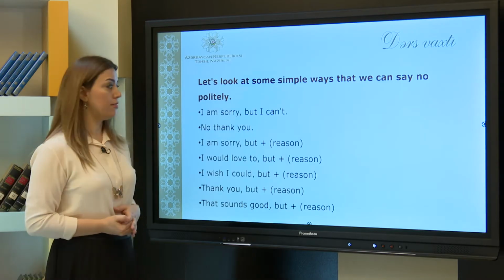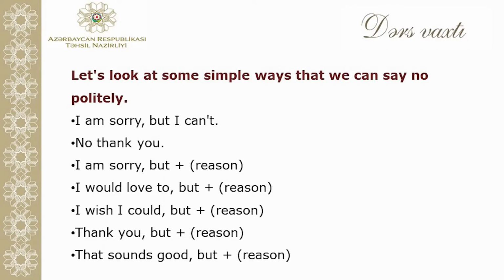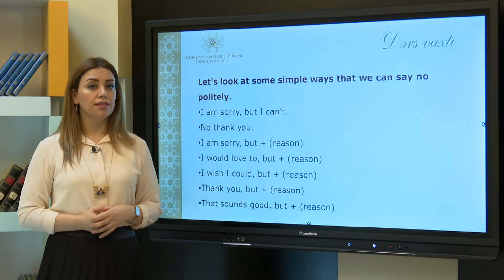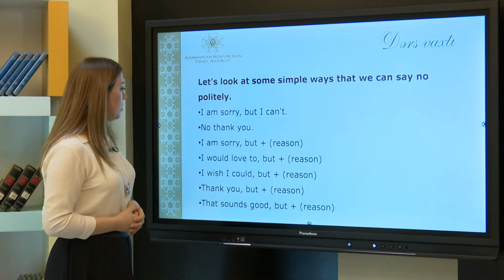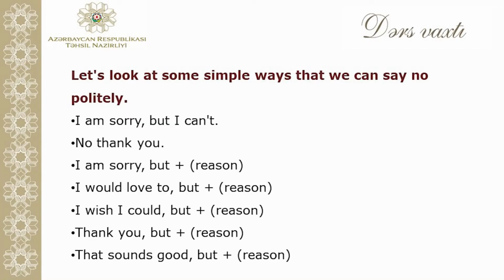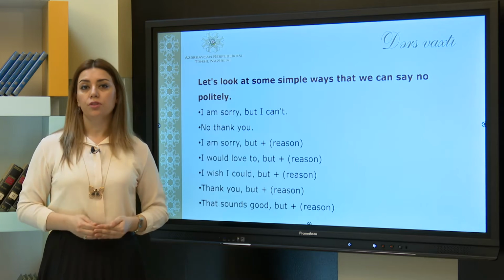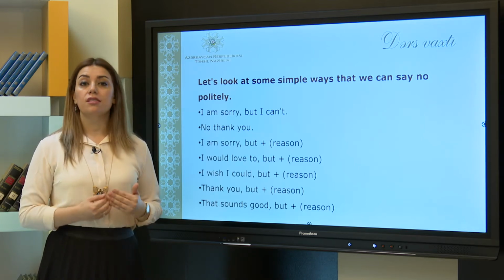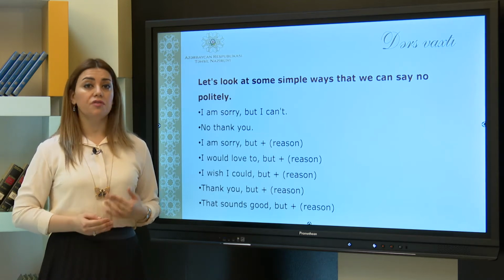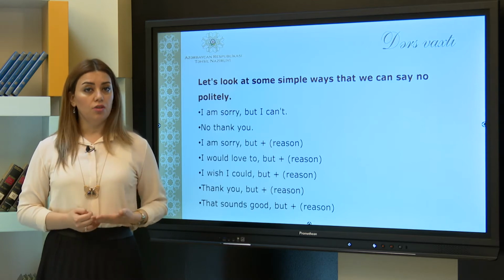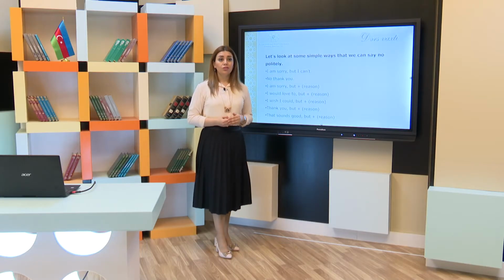Let's read them together. I'm sorry, but I can't. So somebody is asking something and you say, I'm sorry, but I can't. No, thank you. I'm sorry, but, and then a reason. For example, but I have something else to do. But I have my homework to do. But I have promised somebody else something. So you give a reason why you are saying no, which will make the other person not offended.